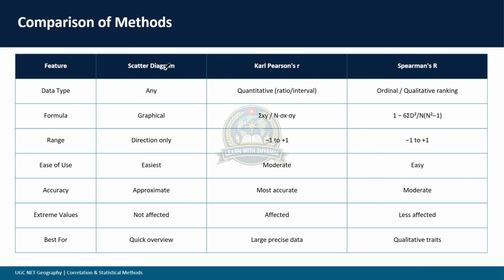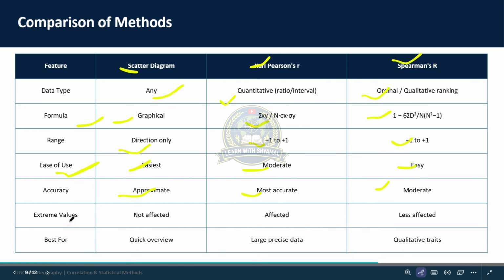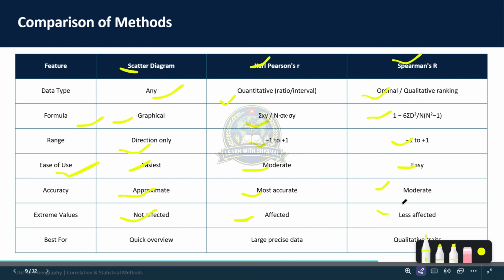Comparison of methods: feature, scatter diagram, Pearson's r and Spearman's r. Data type: any for scatter diagram; Pearson's is quantitative, ratio and interval; and Spearman's is ordinal and qualitative ranking. Formula: graphical for scatter diagram, and this is the formula and this is the formula. Range: direction only, then -1 to +1, -1 to +1. Ease of use: easiest, moderate and easy. Accuracy: approximate, most accurate and moderate. Extreme values: not affected, affected and least affected. Best for: quick overview, large precise data and qualitative traits.